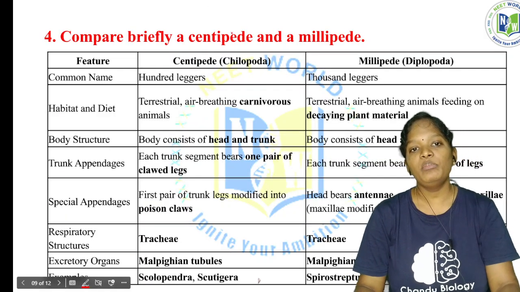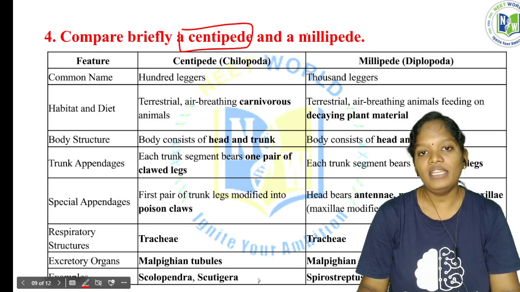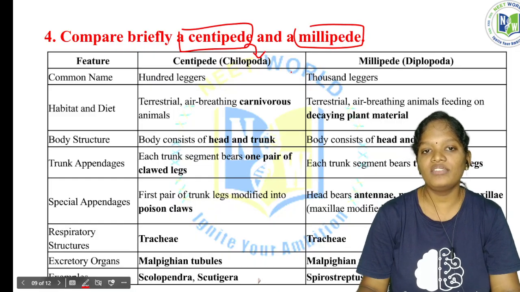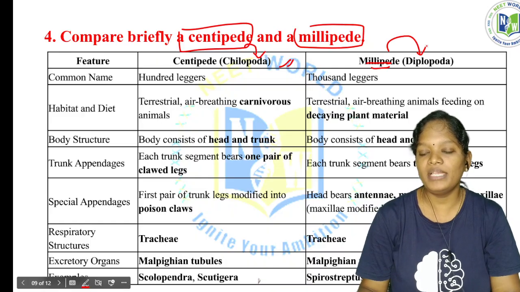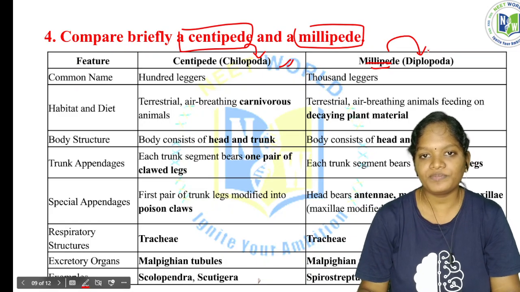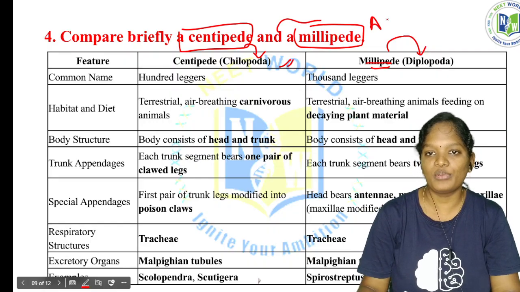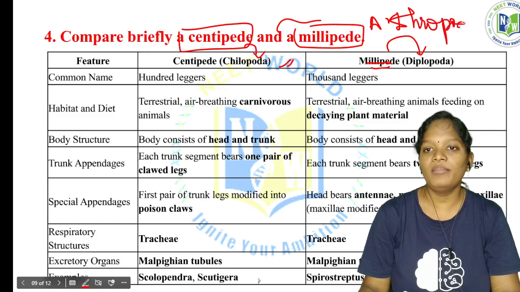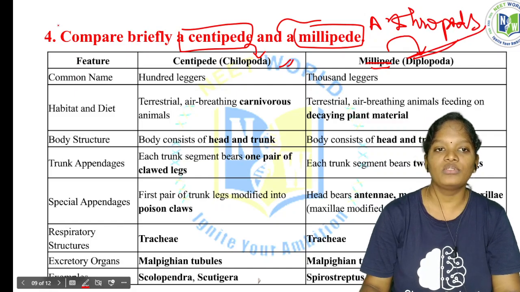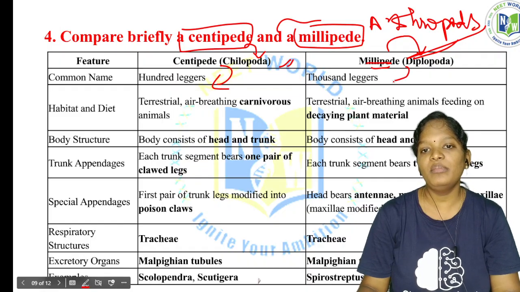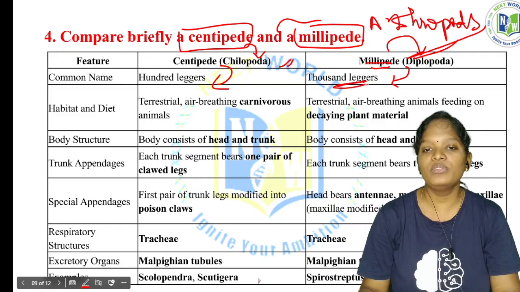Now, what will be the difference between the centipede and the millipede? Centipede, the scientific name is Chilopoda, and the millipede is coming under the Diplopoda. You should know both are coming under the phylum Arthropoda, or Arthropods. The centipede's common name is the 100-leggers, and the millipede, Diplopoda, is called the 1000-leggers.